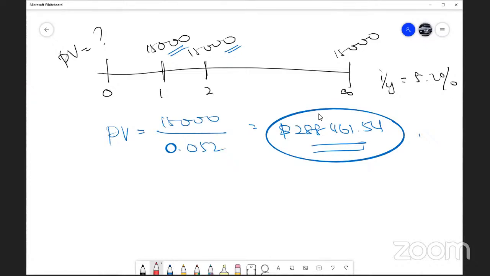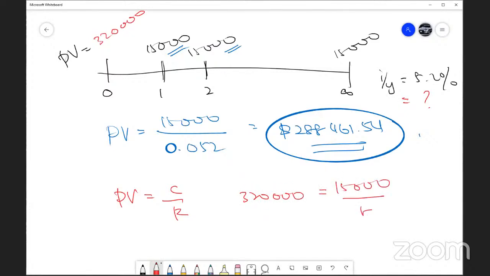Okay, so now second part of the question. Suppose the perpetual life insurance told you the policy cost you $320,000. So now they tell you it's actually worth $320,000. At what interest would this be a fair deal? So now they want you to find the interest. So repeat the same thing. Okay, PV equals to C over R. So this time they give you PV. So PV is 320,000. C is still the same, 15,000. R you don't know.